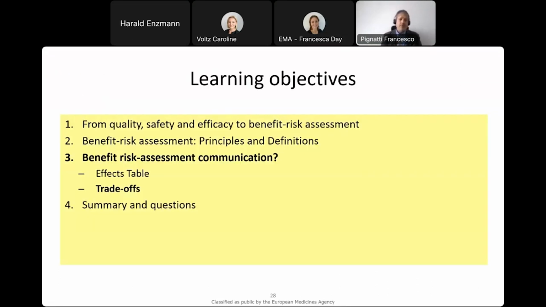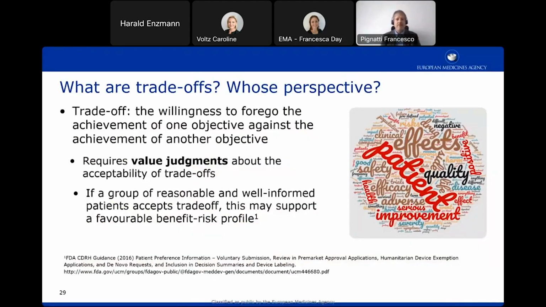Okay, we now move to the last part, which is the trade-offs. So far, we've described the benefit risk conceptually. We've said there's a difficult part, which is the subjective value judgments, which you need in order to compare apples and oranges, effects which are expressed in intrinsically different quantities. And well, we've seen how you describe the effects in a table, but how do you put it all together and then come to the determination that it's a positive benefit risk?